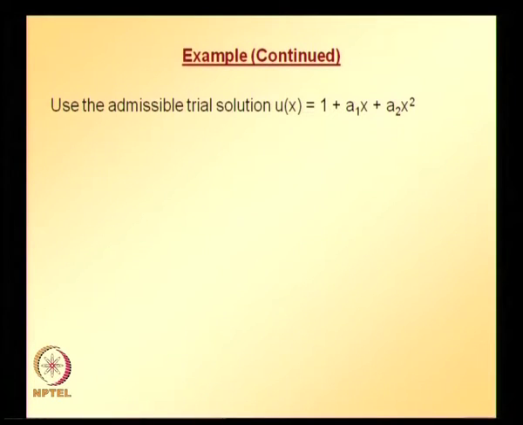Once again I want to emphasize here, an admissible trial solution is a trial solution which satisfies the essential boundary conditions. So you can check by substituting x is equal to 0 in this equation whether it satisfies the essential boundary conditions or not.